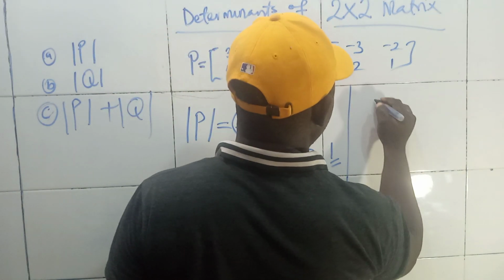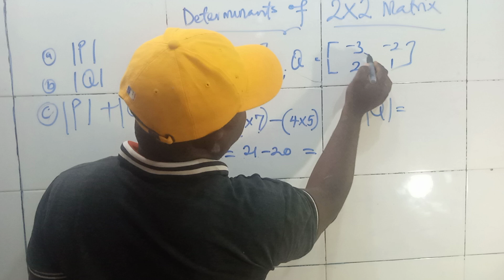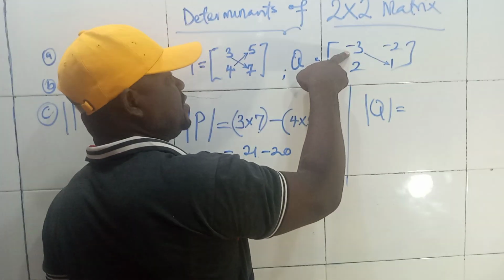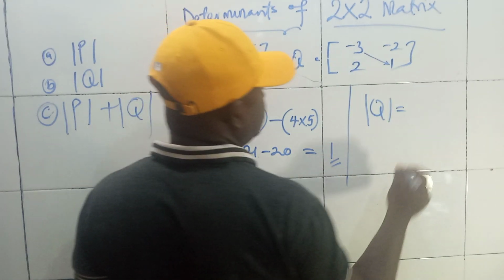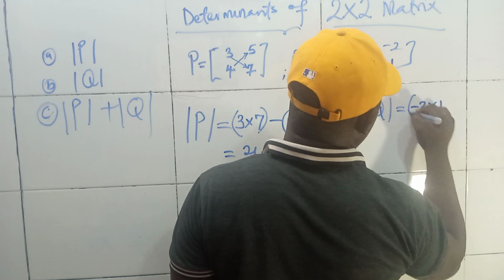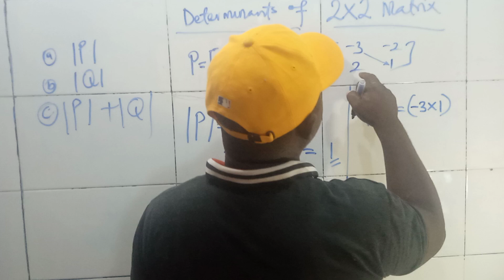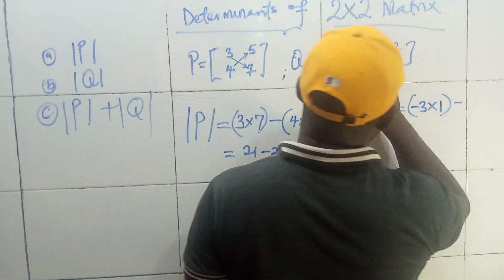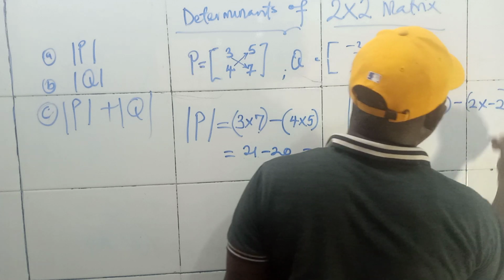So if I want to do it for Q, determinant of Q will now be what? Like I said, you first multiply this by this. This has to come first before this one, because this one is starting it. This minus this times this. So you have minus 3 times 1. Always use your brackets to differentiate when multiplying or expanding. So you have minus 2 times minus 2. So it's as simple as this.